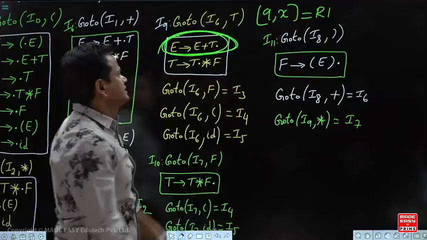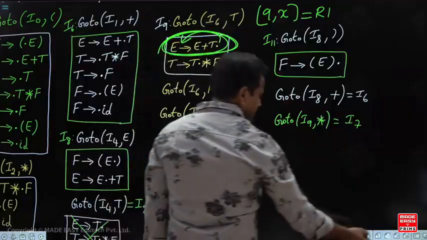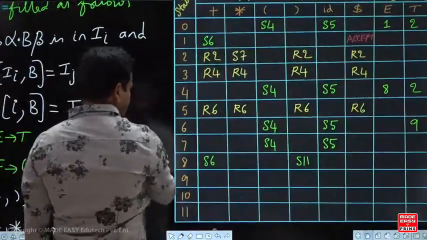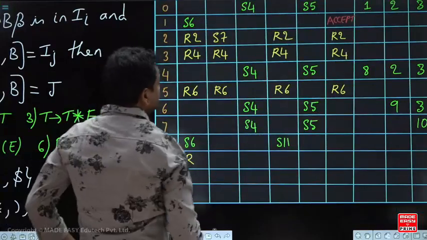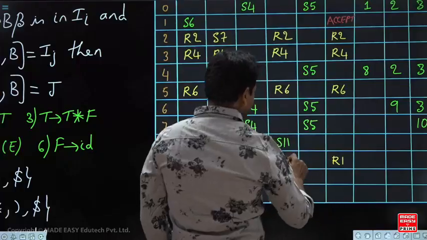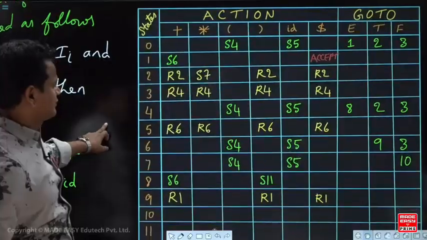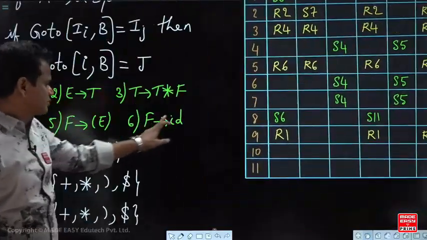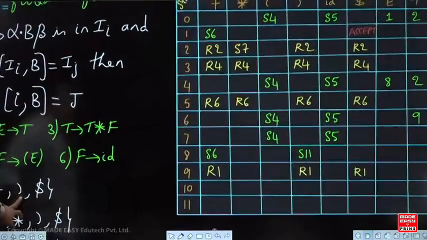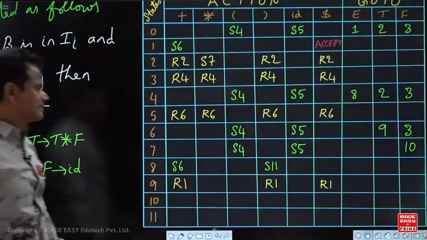And xth column, what is x here? Follow of E. What is follow of E? Plus, closed, dollar. So in all these places, we write reduce. So 9 comma plus, 9 comma closed and 9 comma dollar, we write reduce by 1 because the number of E derives E plus T is 1. That's it.